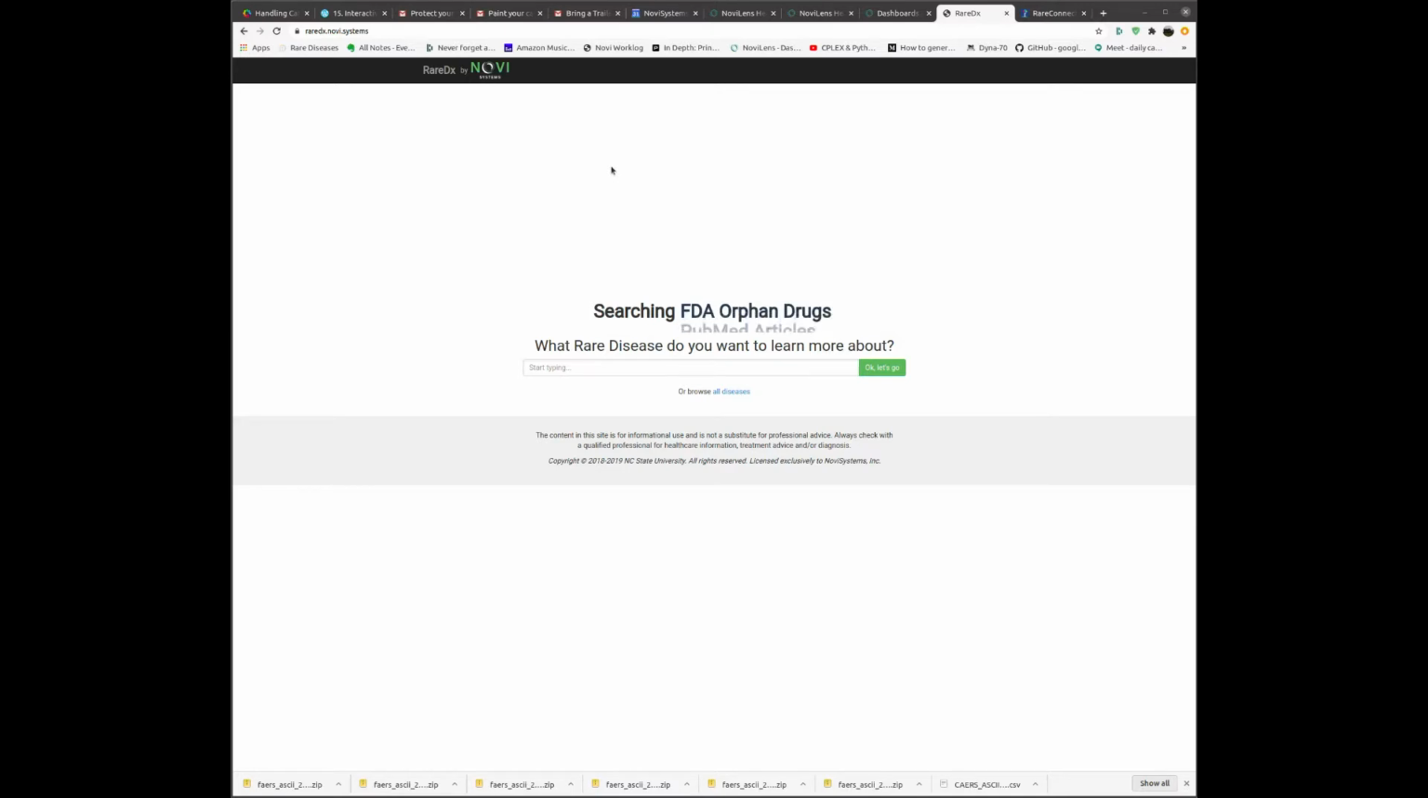NoviLens by NoviSystems has been used to develop websites that bring together various databases and data sources to help patients wade through the myriad of information concerning their diseases. Specifically, we were involved in developing a website for rare diseases when we were part of the university, North Carolina State University. Our objective was to develop a tool that was easy to use for patients and families who were recently diagnosed with rare diseases.